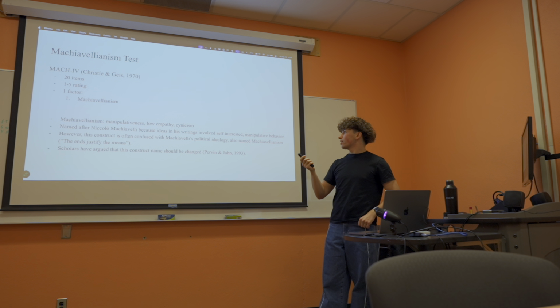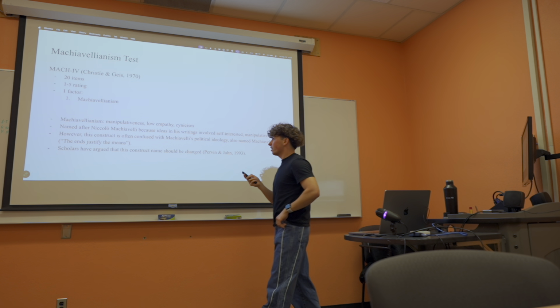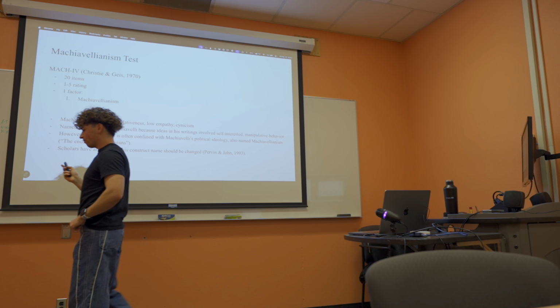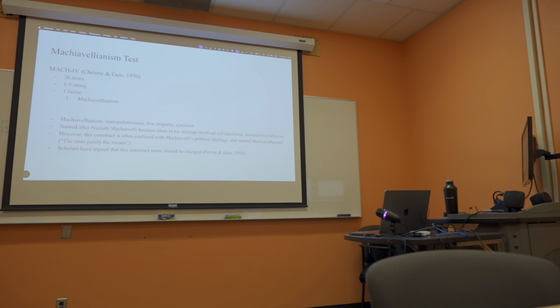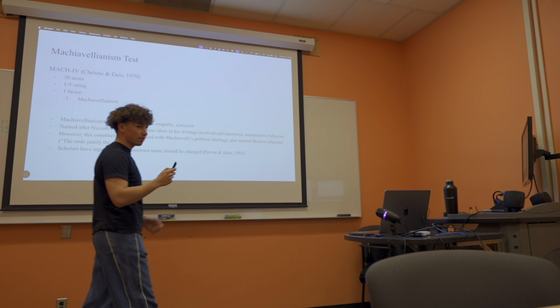Next, we have the Machiavellianism test, which has 20 items and one factor, Machiavellianism. You might be wondering what it actually means, and we have a definition here. It's defined by manipulativeness, low empathy, and cynicism. It's named after a political figure from the 1800s, because his writings involved manipulative behavior, although the construct is often confused with his ideology, which has the same name. As a result, some scholars argue that the name should be changed to something more representative of the construct.